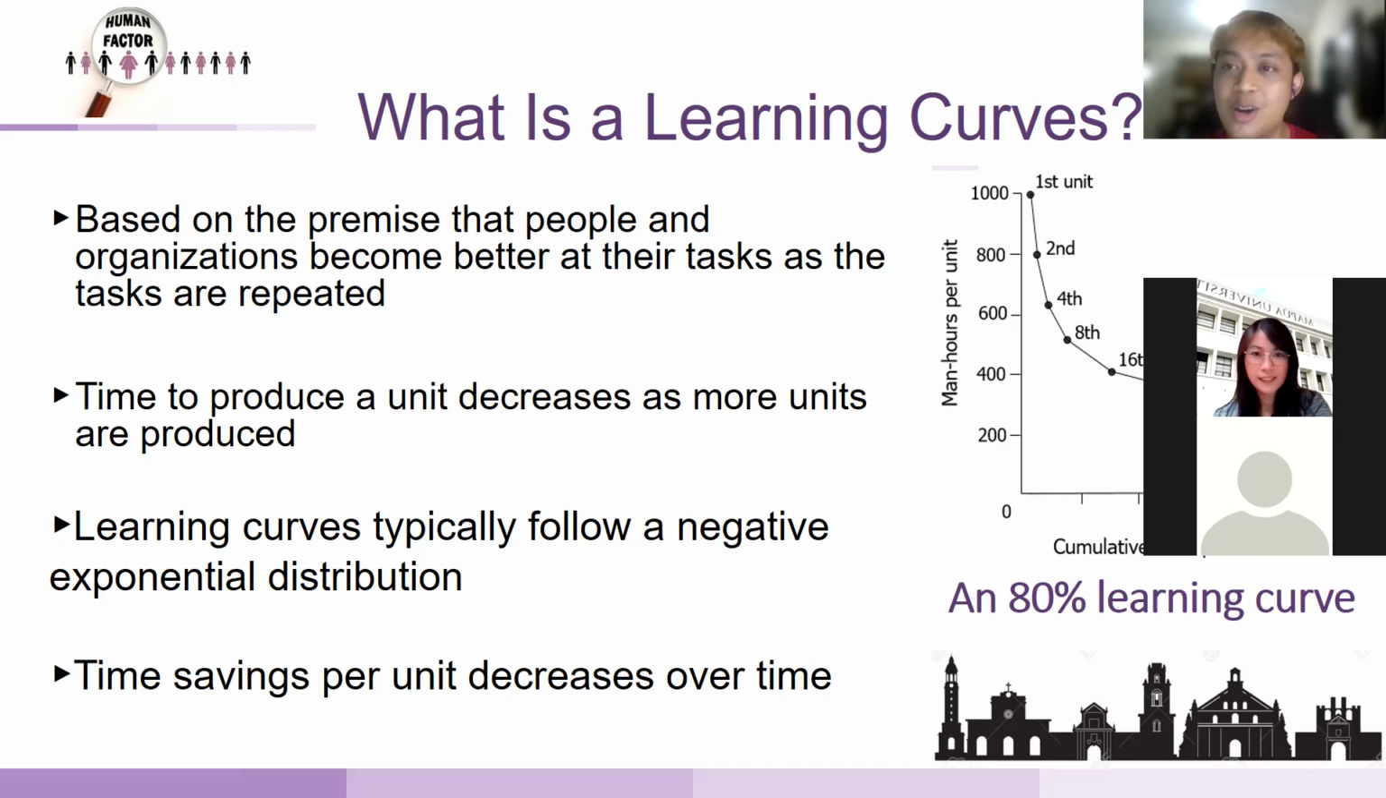So what they do, they do exactly the same task, but they try to measure it at several different times. Okay, you do exactly the same task, and you would like to see how much time you really need to accomplish or finish one task. Okay. So look at this one. Time to produce a unit decreases as more units are produced. So what does that mean?